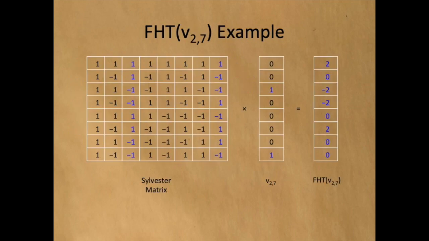Here's an example of the fast Hadamard transform of V27. V27 is the vector with only bits 2 and 7 set to 1, as shown. This will effectively sum column 2 and column 7 from the Sylvester matrix. In row 0, 1 plus 1 equals 2. In row 1, 1 plus minus 1 equals 0. In row 2, minus 1 plus minus 1 equals minus 2, and so on.